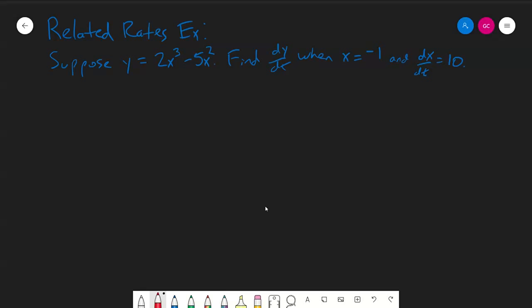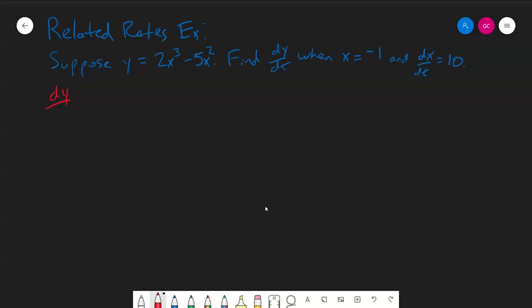Let's try a related rates problem that's kind of abstract. Suppose that y is equal to 2x cubed minus 5x squared, and let's find dy/dt when x is negative 1 and dx/dt is 10. For a problem like this, there's no word problem to start with. We can just jump right in.